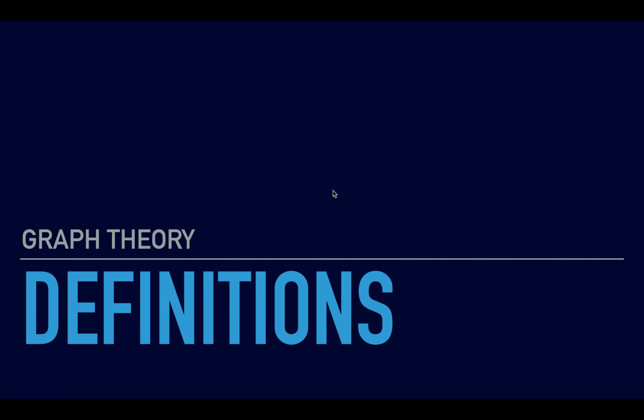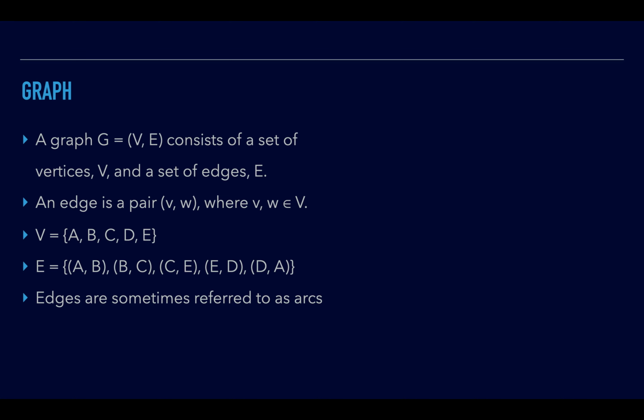In this video, I will talk about different definitions in graph theory. So first of all, we have to look at the definition of a graph. A graph is defined as the combination of two different sets, V and E, where V is the set of vertices and E is the set of edges. Then an edge is written as a pair like V comma W, where the small letters V and W are from the set capital V.